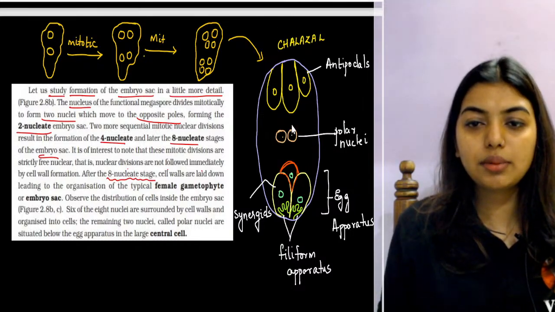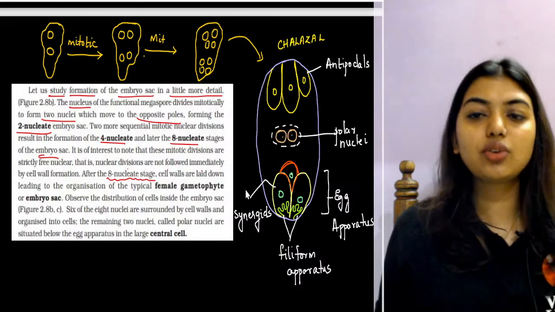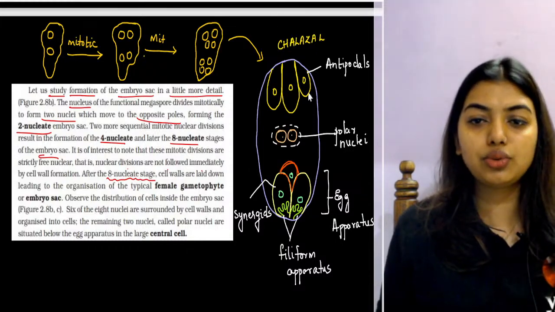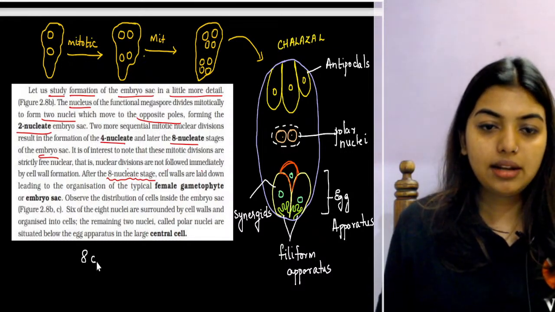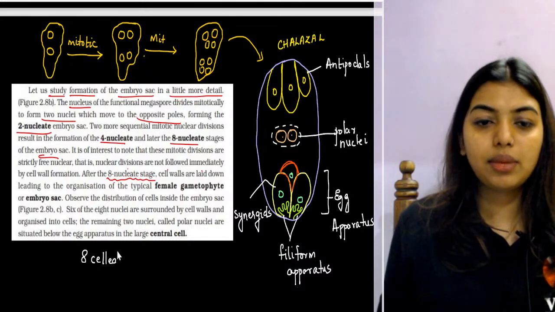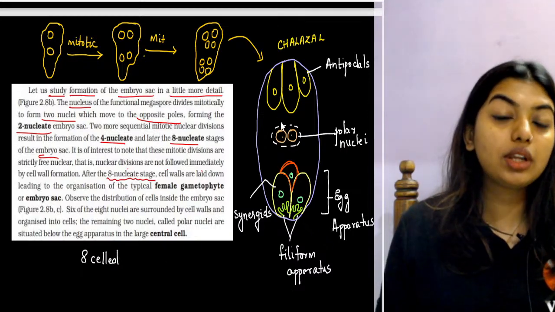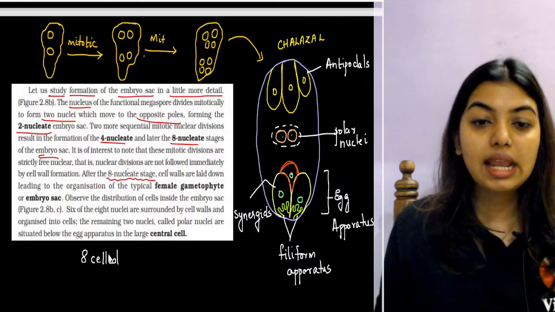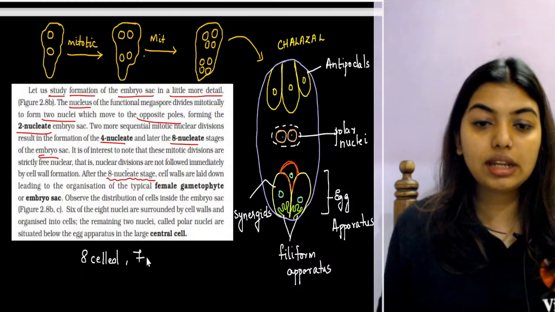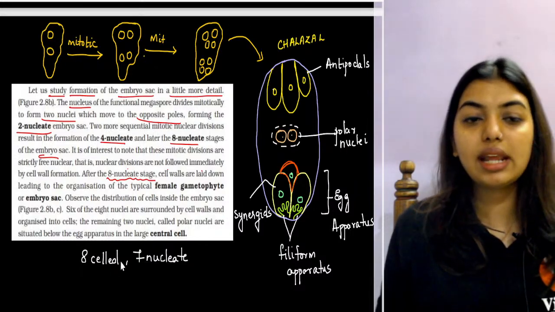Students, this will be considered as a single cell, not a separate cell. So it is going to be 1 2 3 4 5 6 7 8, 8 cells, but I'm going to consider this as one, so only one nucleus I'll be considering. So 1 2 3 4 5 6 7 8 cells, 7 nucleate stage it will be, or you can write 7 nucleate 8 cell stage.